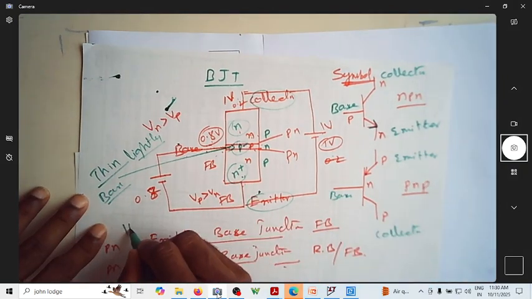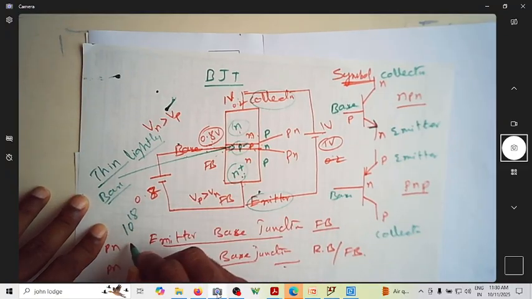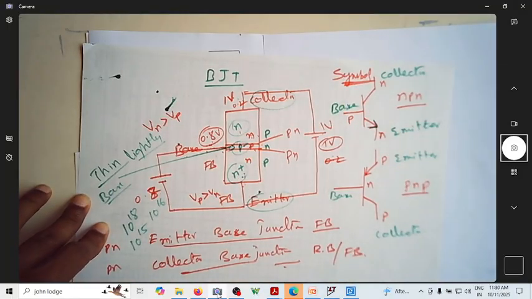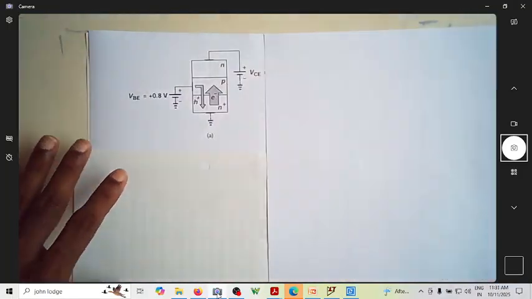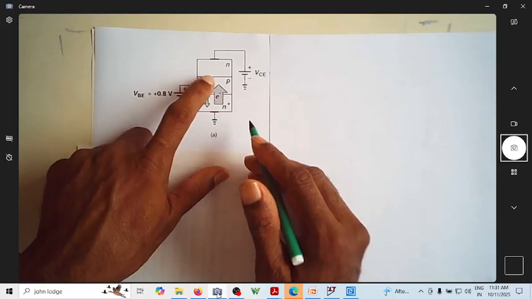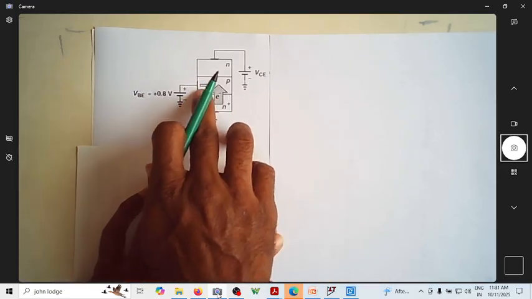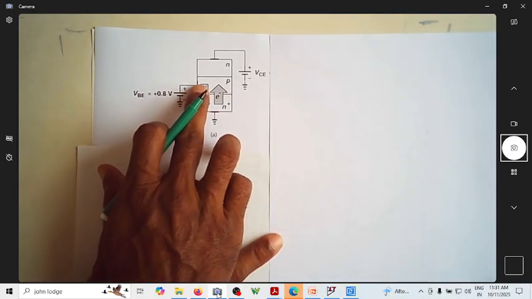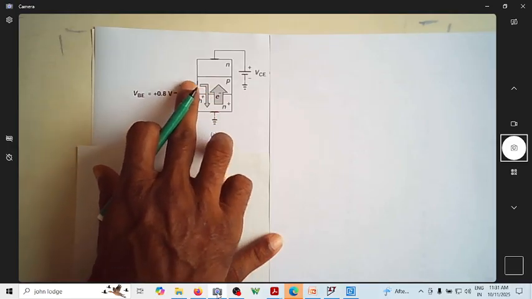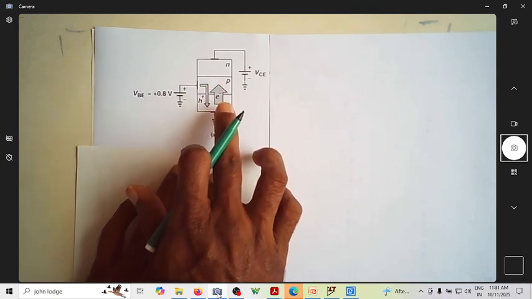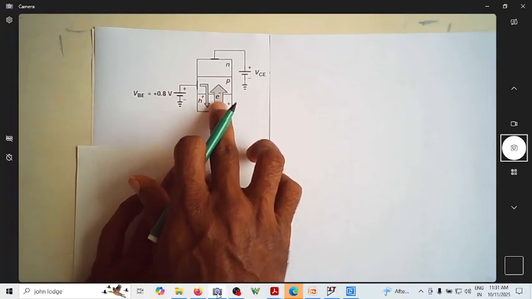When it is 10 power 18, we call it heavily doped. When it is 10 power 14 or 15, we say it is lightly doped. If it is 10 power 16, we say it is moderately doped. So now we have a situation where this is forward biased, and since this is lightly doped and you do not have too many holes, you can see a small amount of holes are repelled. Since the emitter is heavily doped, a huge amount of electrons enter this p region.